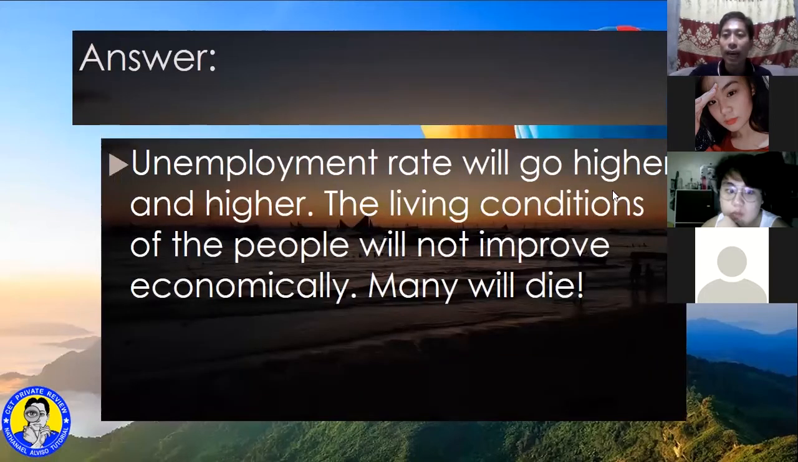So if you do that in the passage, I could predict that the unemployment rate will go higher and higher. The living conditions of the people will not improve economically. Many will die. It's not stated in the passage, but based on my experience and the trends that I know of, this is the new conclusion and additional knowledge that I have formed.